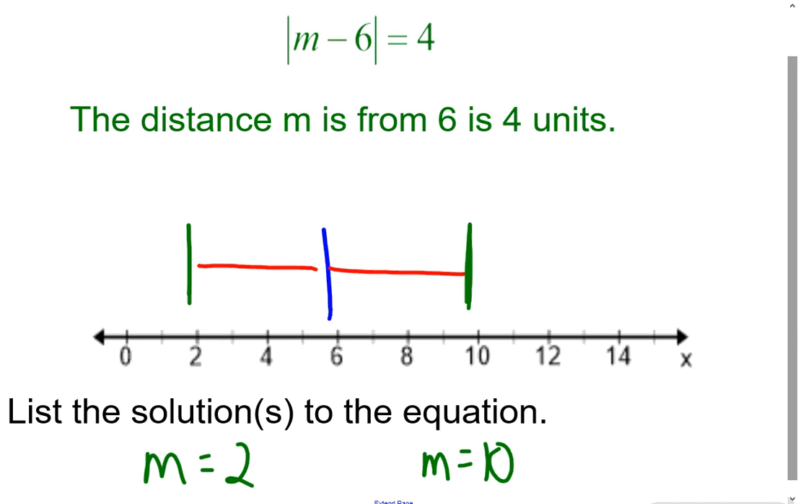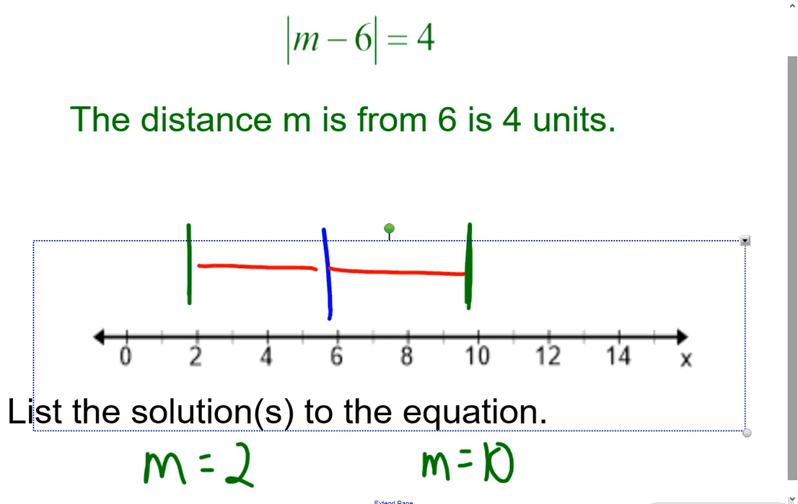Now, again, I like to make sure that this actually works. So I take my 2 in my head and I plug it in here. Well, 2 minus 6 would put us at negative 4. Absolute value of negative 4, yes, is positive 4. I take the 10 and I put that into the equation. 10 minus 6, that's 4. The absolute value of 4 is 4.